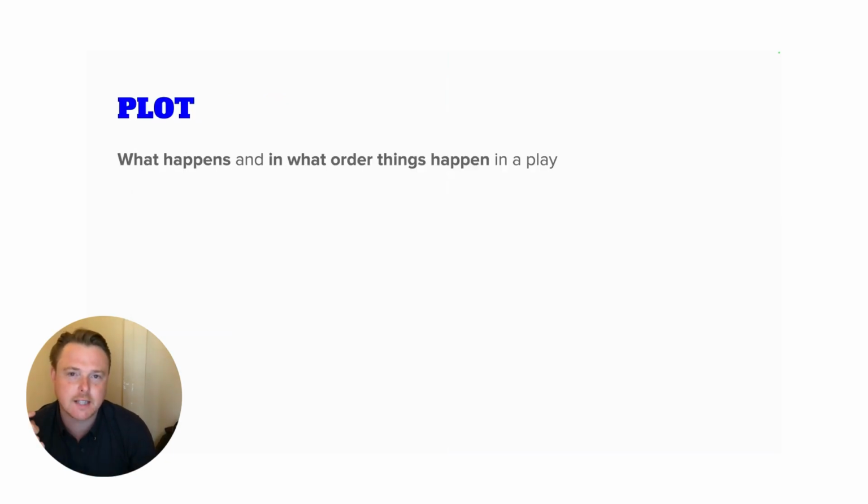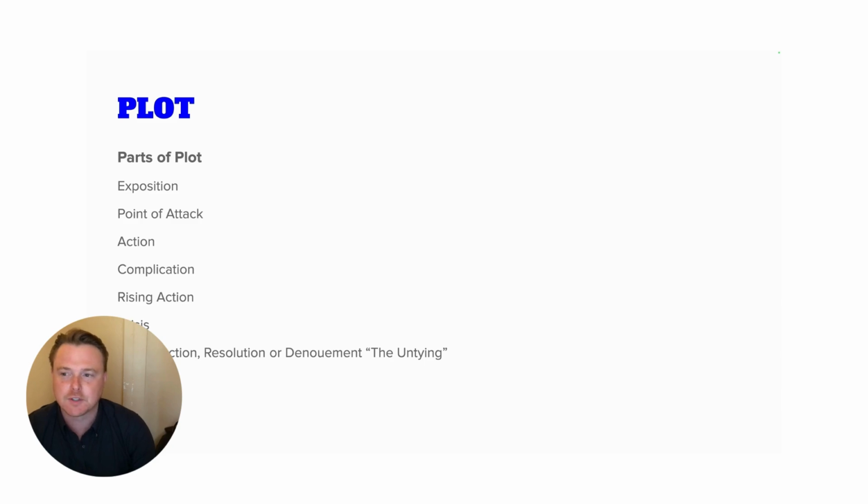Now, plot is what happens in a play. Everybody say that with me. Plot is what happens in a play. What happens, right? So, the parts of the plot are the exposition, the point of attack, action. Now within the action we have complication, rising action, and crisis, and then the falling action. Don't get overwhelmed yet, we'll get there, but the plot is what happens in the play from the beginning, the middle, to the end. Right?